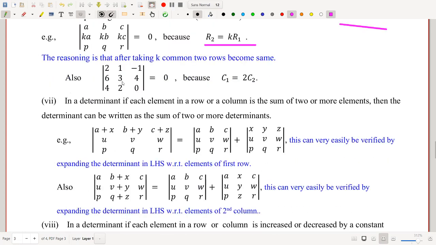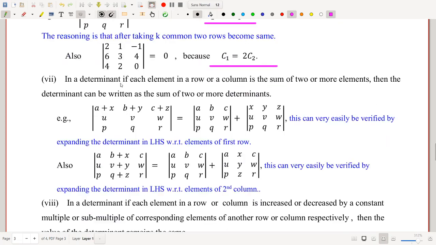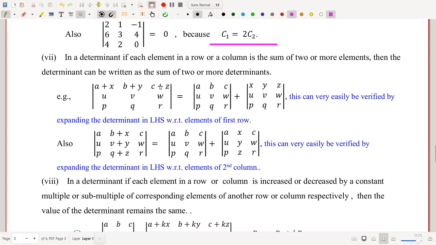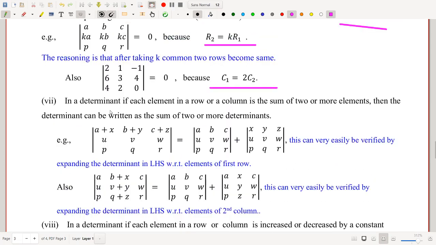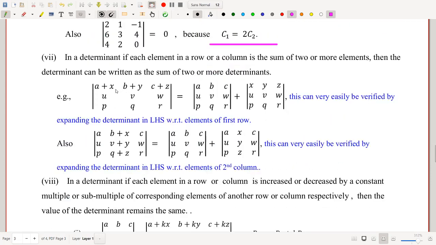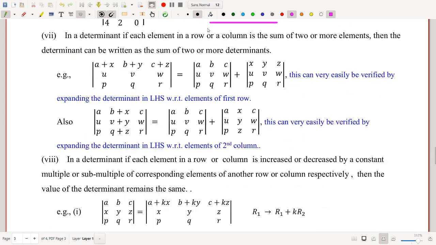As a practical example, if we want to find the value of this, what we note is that the first column is double the second column. So I can take 2 common, the first column and second column will be the same, so the value is 0. The reason is C1 equal to 2 into C2, the first column equals 2 times the second column, that's why the value is 0. So without expanding, many times we can give the answer for a short question, the value of the determinant, using the properties.